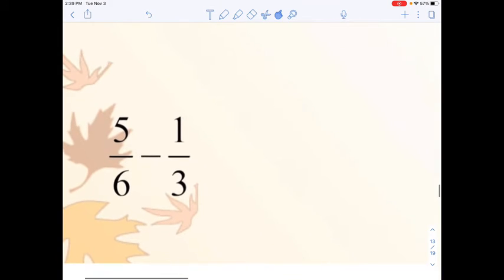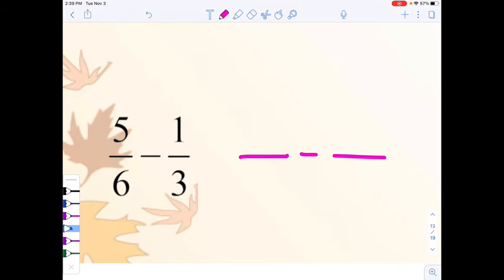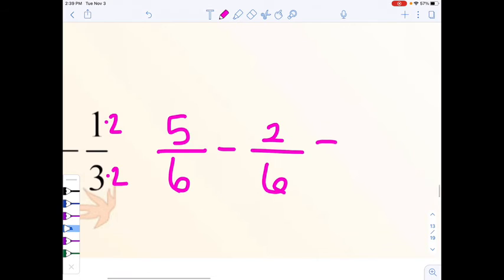Then we have 5/6 minus 1/3. Again, they need a common denominator. I look at 6 and 3. Well, a common denominator would just be 6. I can keep 5/6 the same, and then 3 times 2 gets me to 6. 1 times 2 gets me to 2. Now I just subtract their numerators, keep the denominator. 5 minus 2 is 3. Keep my denominator of 6.